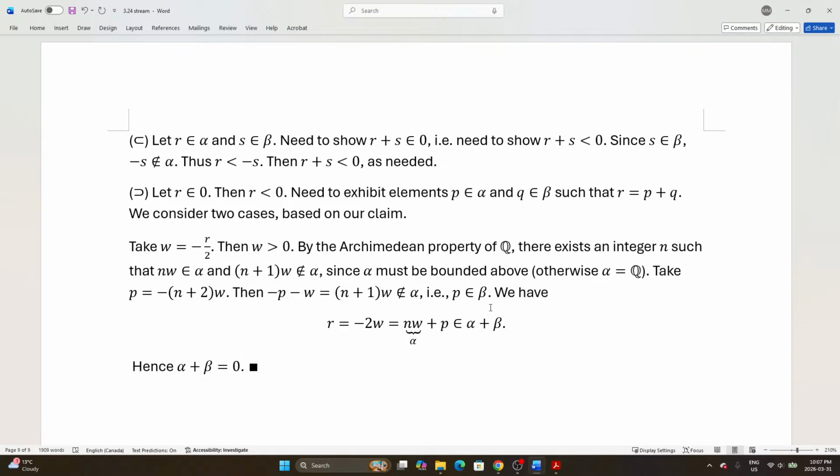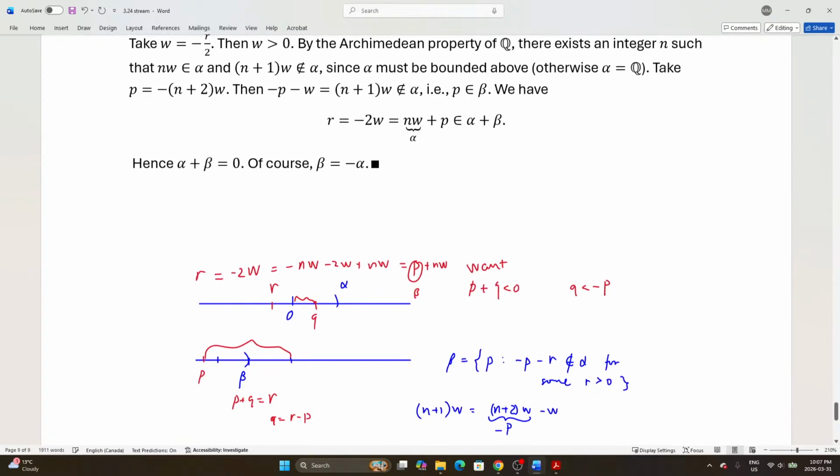And of course, beta is the minus alpha. So this proves the existence of the additive inverse.